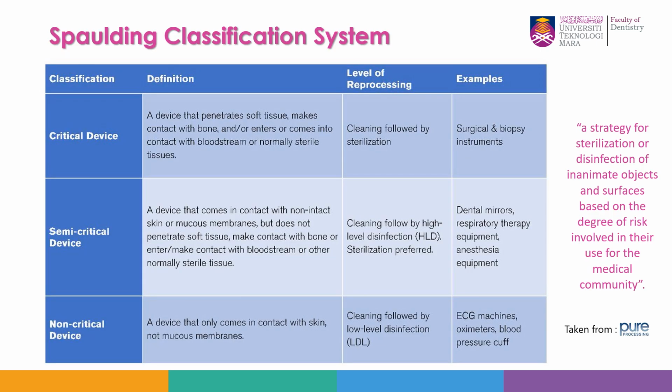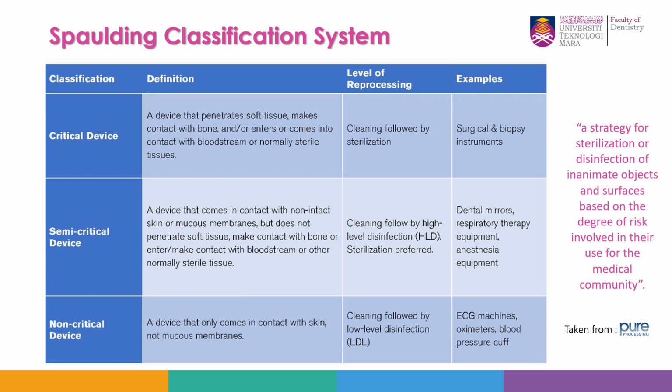Let's look at this Spalding classification system, a person who classified the devices according to three classifications. This one I have discussed with you earlier, which is the critical device, semi-critical, and non-critical. So it's almost the same definition as what we have discussed before, and it shows you the level of reprocessing. We'll talk about the reprocessing later.